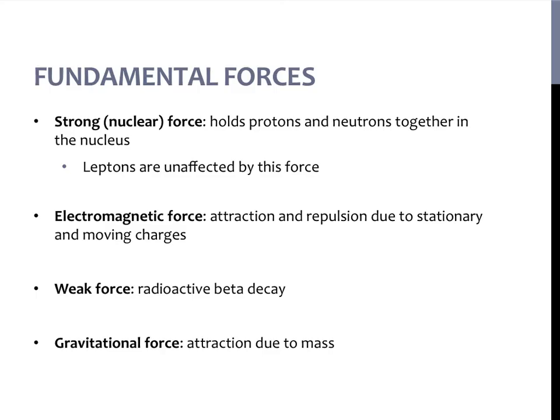So there are 2 types of matter, hadrons and leptons. Hadrons are affected by all of these. Examples include protons and neutrons. And then there are leptons. They're affected by everything except the strong nuclear force. An example of this would be the electron. Why would it be unaffected by the strong force? Where is the electron located? Outside the nucleus. It doesn't have to worry about the strong force.